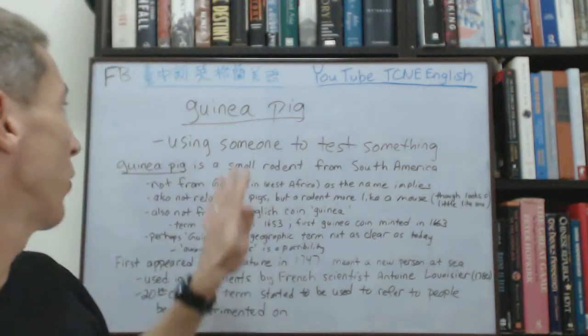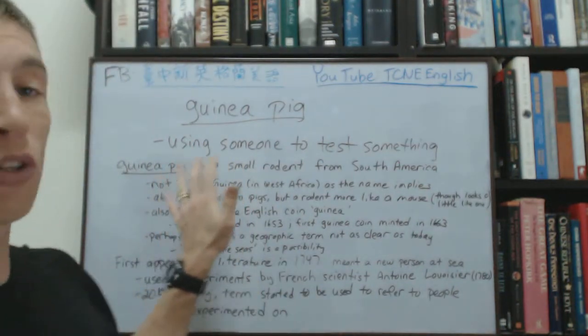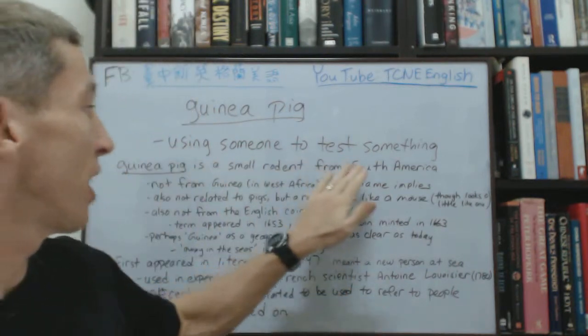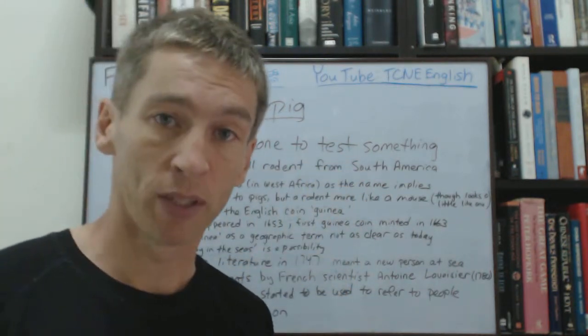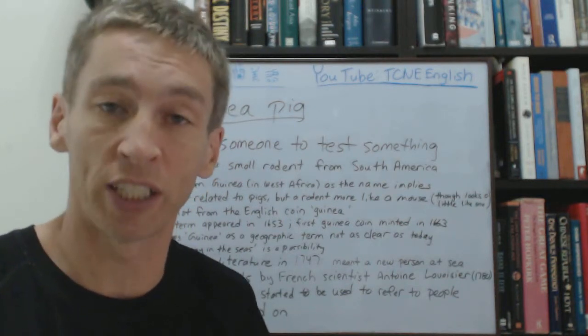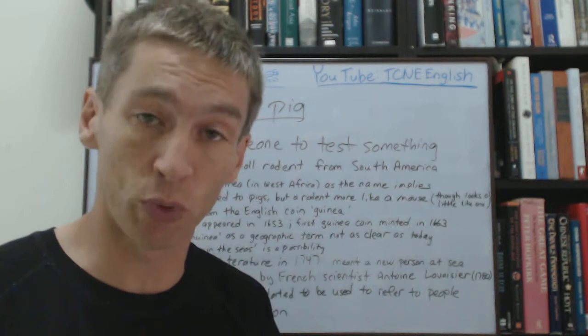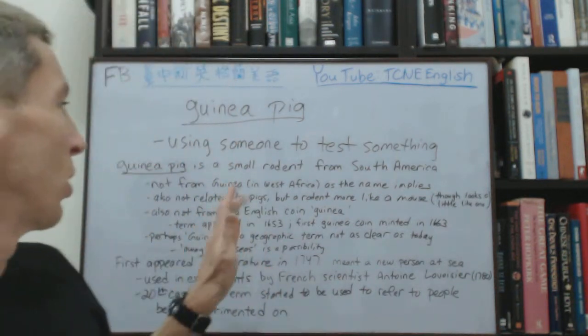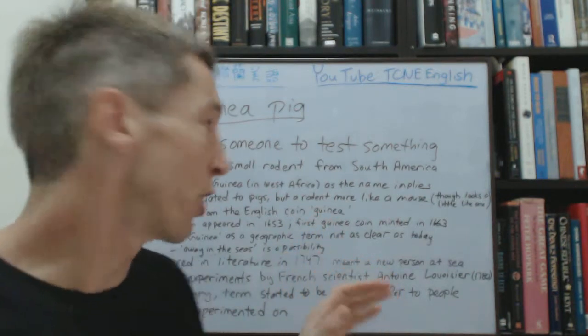Now, when you think of a guinea pig, you think also of a small animal, a small rodent, which is native to South America. Rodents are animals like rats and mice and other such animals. Well, the guinea pig is a rodent that is native to South America. Now, it's really interesting where the name comes from.